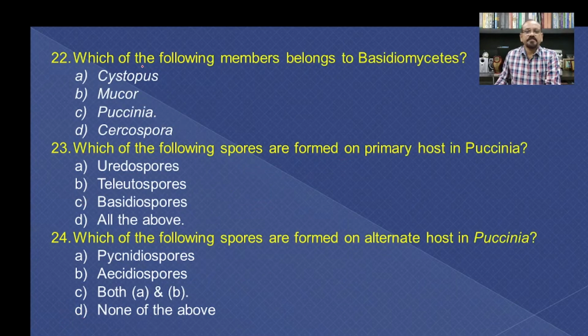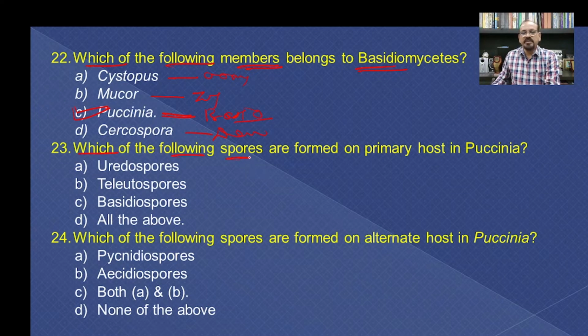Which of the following members belongs to Basidiomycetes? Earlier we have seen that Puccinia is a member of Basidiomycetes, Cercospora is Deuteromycetes, Mucor is Zygomycetes, and Cystopus is Oomycetes, and hence C will be the correct answer for this question.